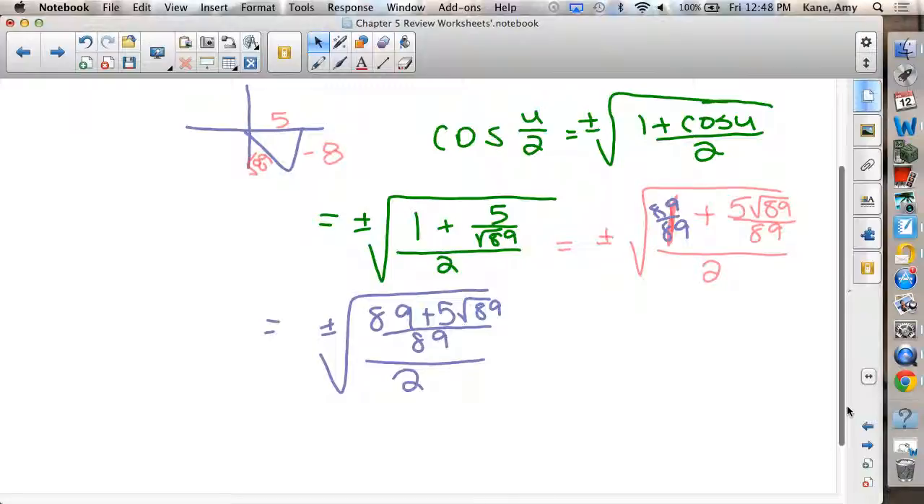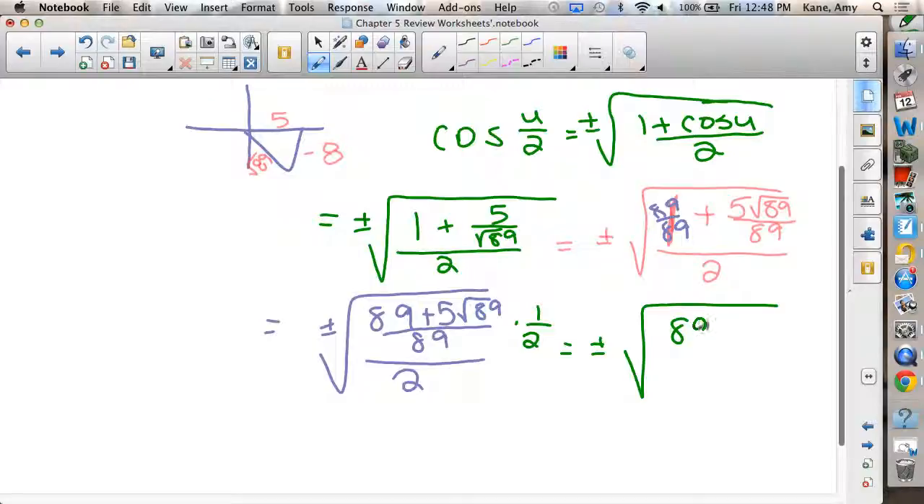Let's see, anything else? Yeah, so instead of dividing by 2, we can multiply by 1/2. So we've got 89, 5 square root of 89, and 89 times 2 is perfect, 178. So you don't have to simplify it any further. You can keep everything underneath the radical. The last thing is we have to decide if it's a plus or a minus. Everything under the radical is as simplified as it can go.